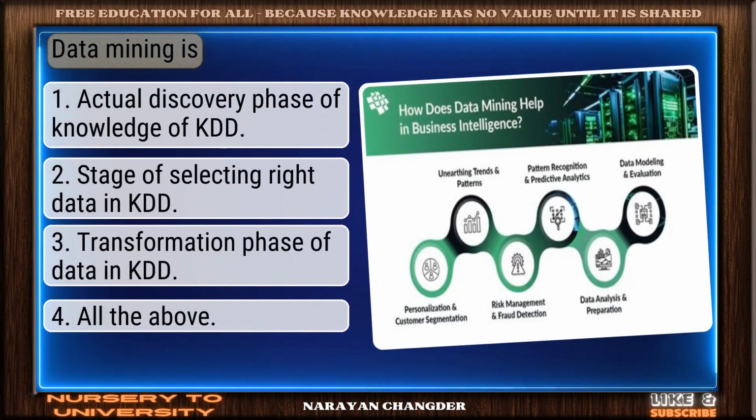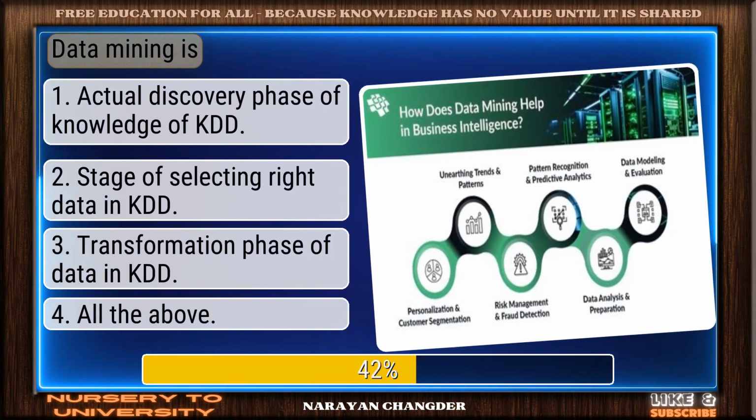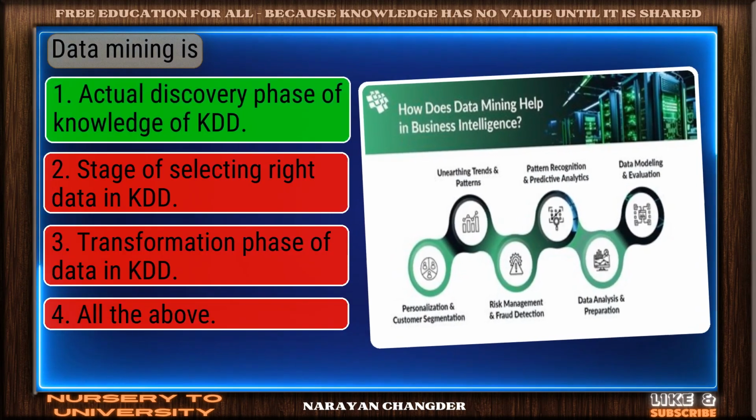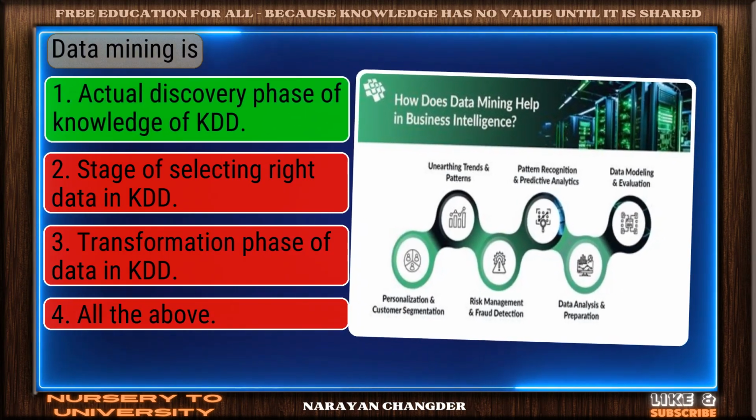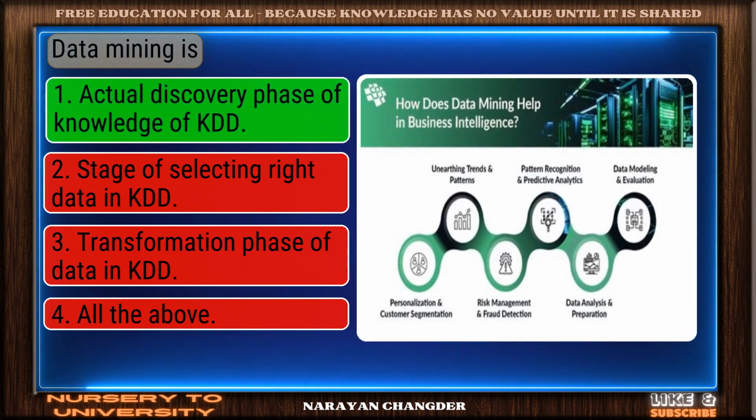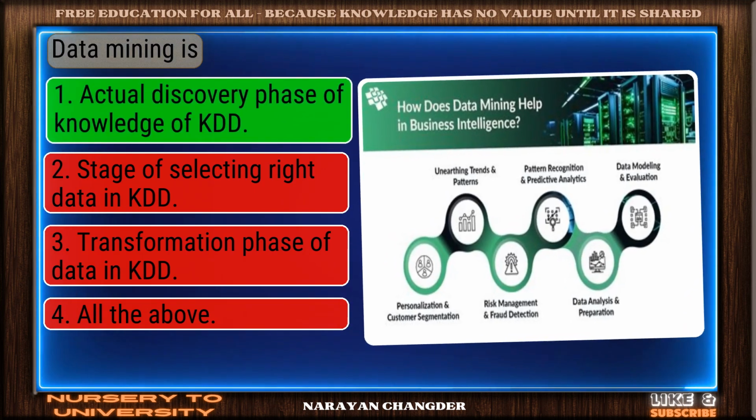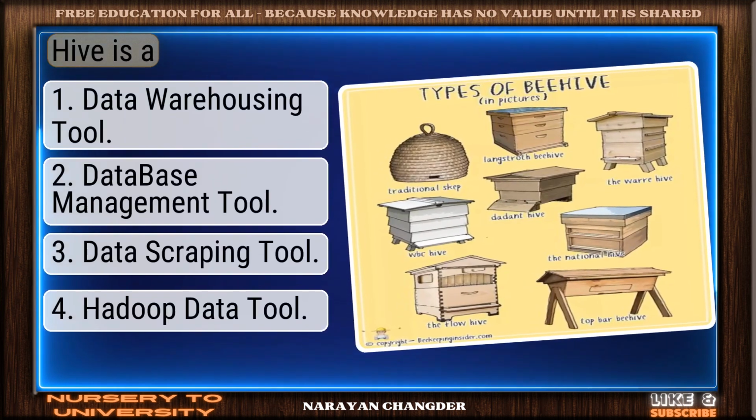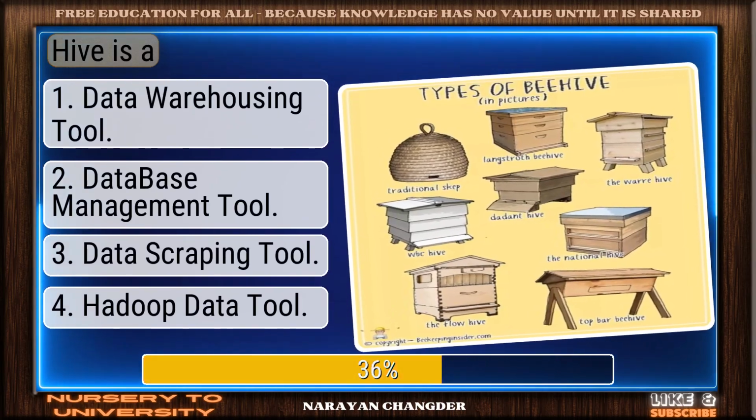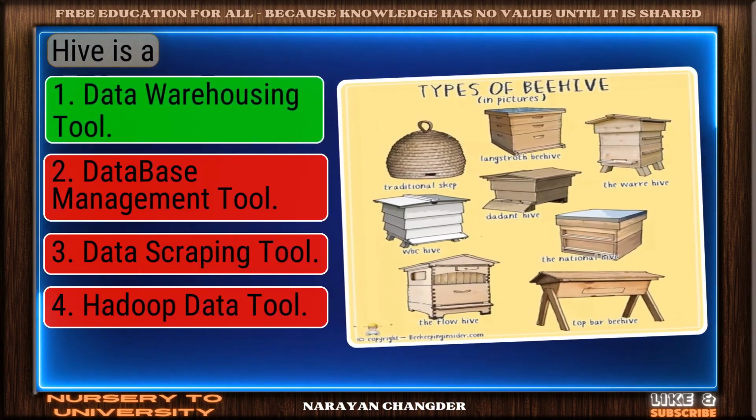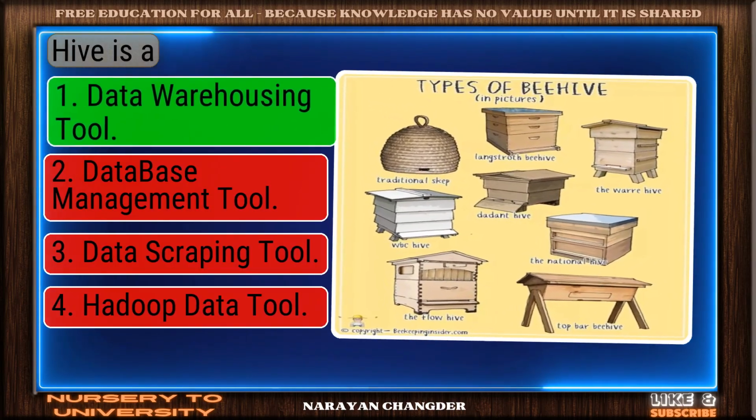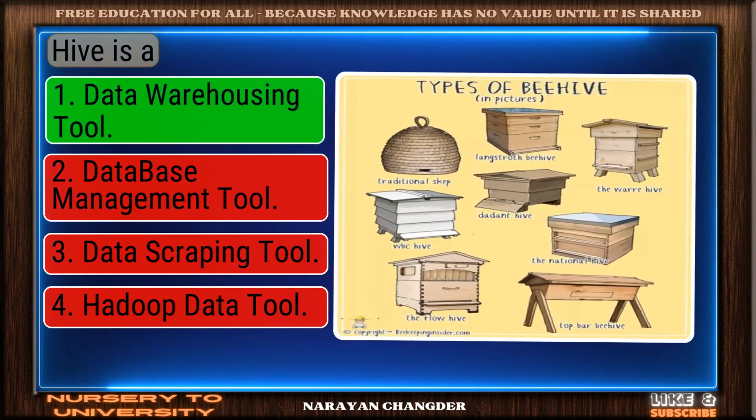Question number 79, data mining is. On track. Actual discovery phase of knowledge of KDD is the correct answer. Question number 80, Hive is a. Well picked. Data warehousing tool is the correct answer.